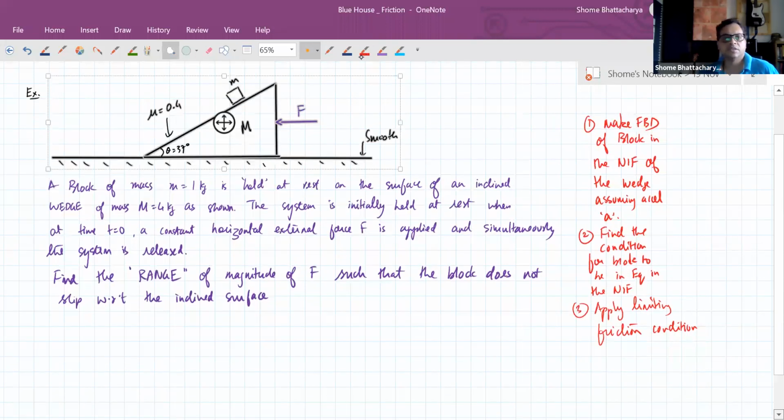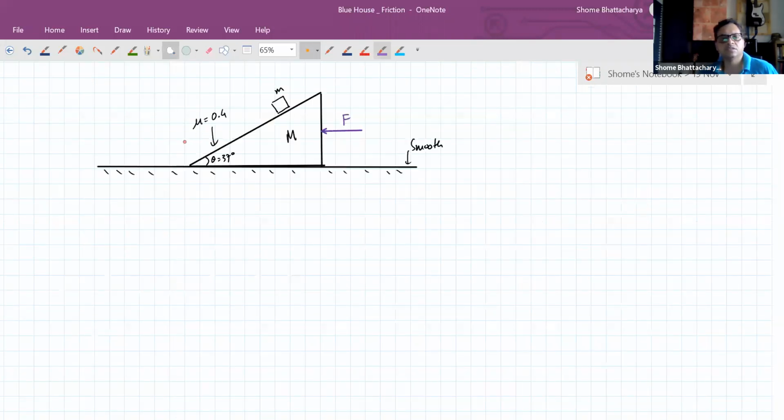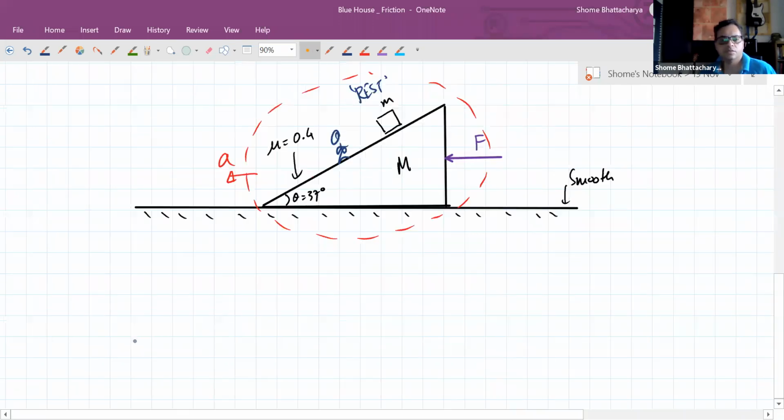Okay, what I'm saying is that in the ground frame, assume that this whole system is moving with a common acceleration A towards the left. So now, with respect to an observer who's on the wedge, this block will look to be at rest. The block will look like it is at rest. That is the condition. So now what you do is you get into that observer's frame, that non-inertial observer's frame.